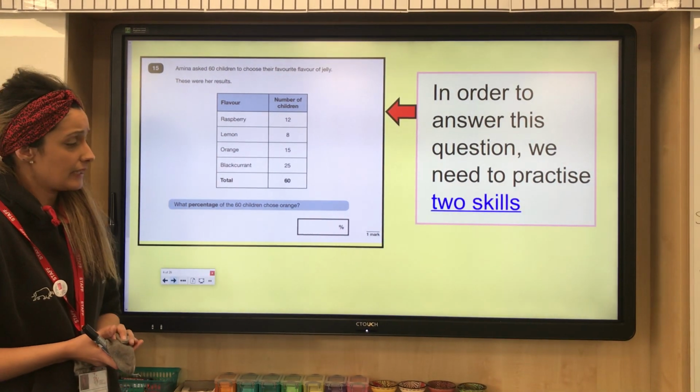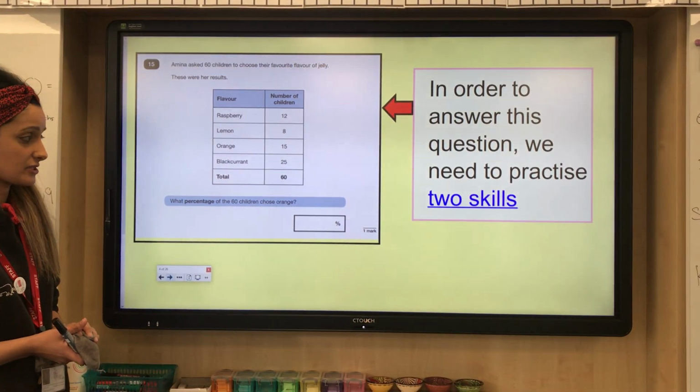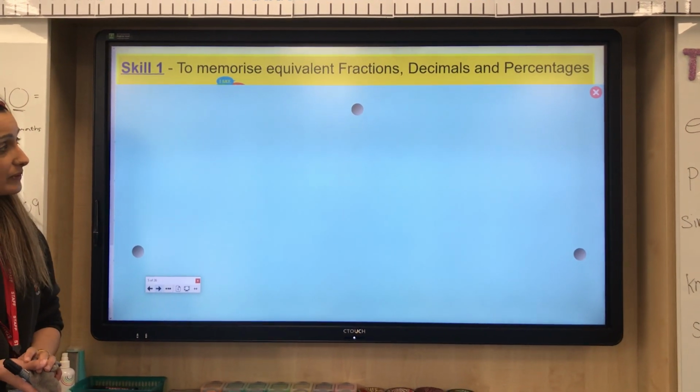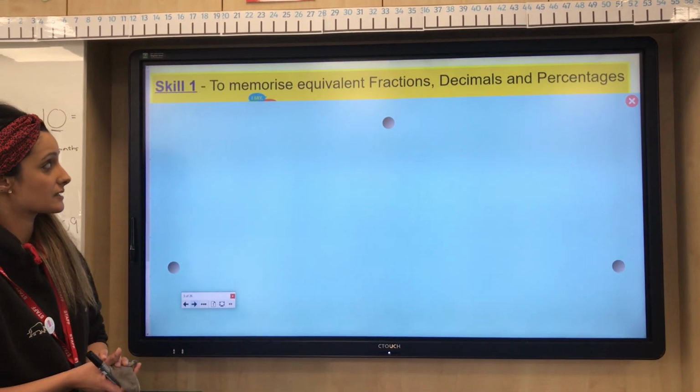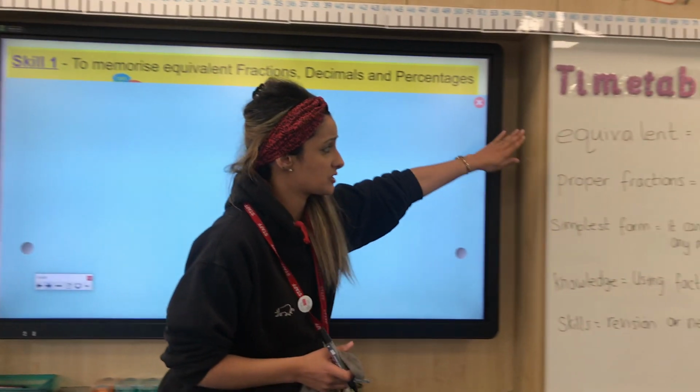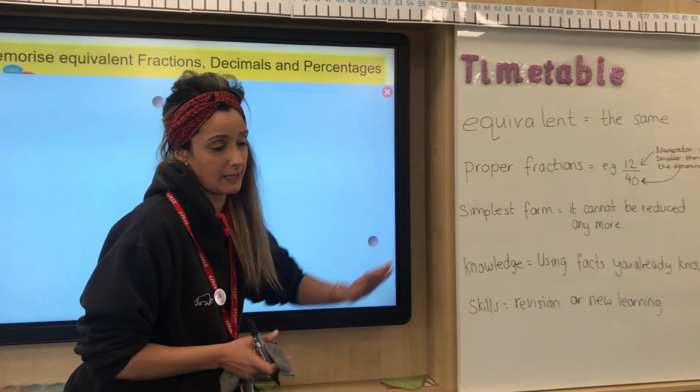So in order to answer this question, we would need to practice 2 skills, and all the children take part in this. And skill 1 is to memorise equivalent fractions, decimals and percentages. So at this point here, maybe draw upon the fact, what does equivalent mean? And actually in our vocabulary here, equivalent means the same.